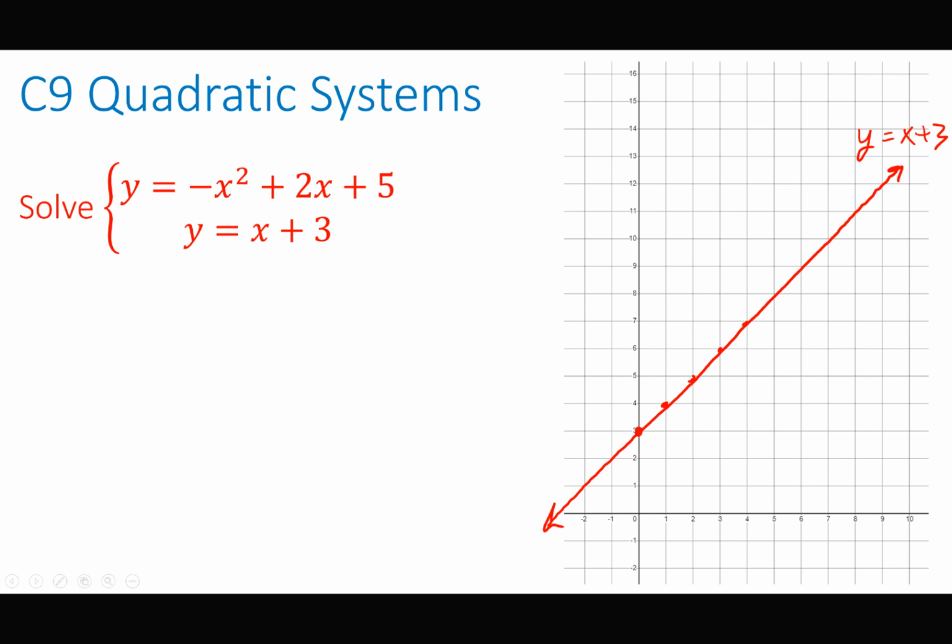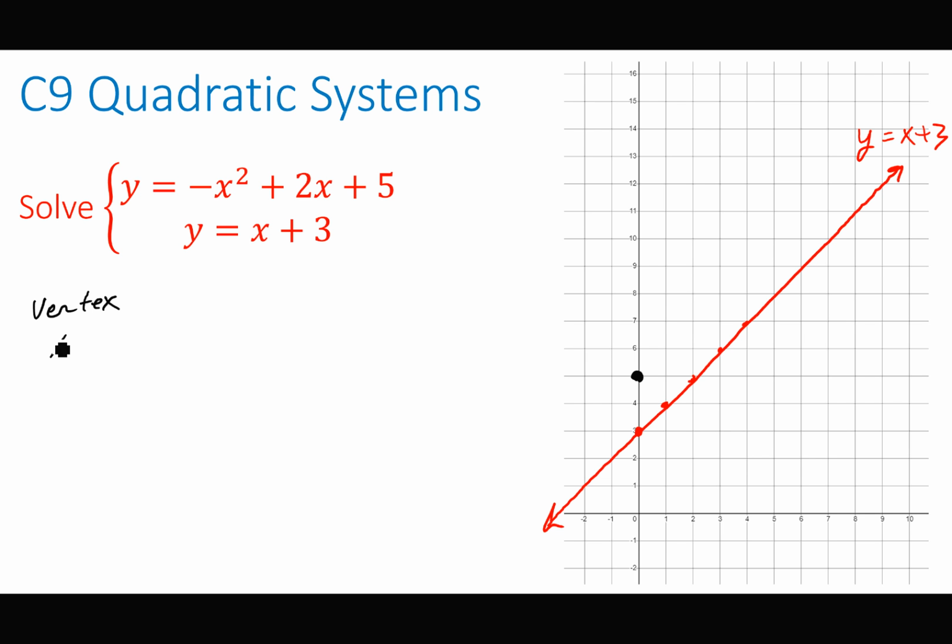So first off, do I know my intercepts on this one? My y-intercept. So looking at the top, negative x squared plus 2x plus 5. What is the y-intercept? 5. Okay, so I know it's going to cross right here. Is this one opening up or is it opening down? Down. I know it's open down from that negative. So let's actually find the vertex for this quadratic.